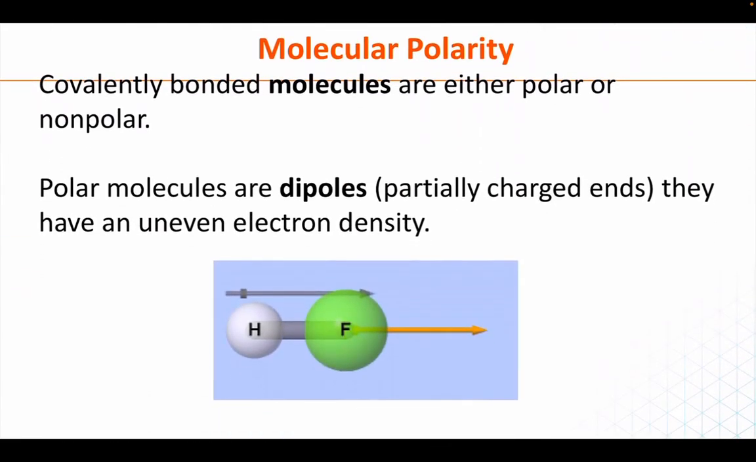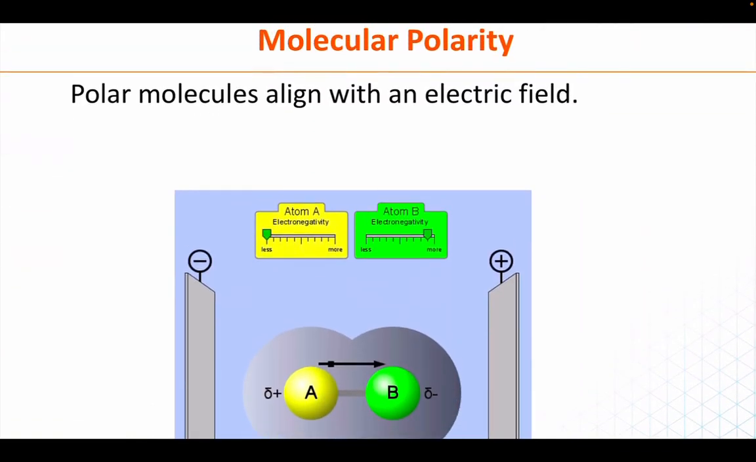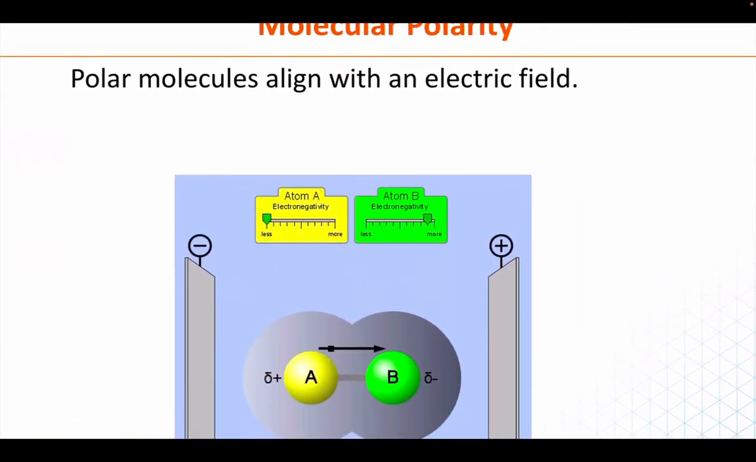So that was bond polarity. Now we're going to talk about molecular polarity. The whole molecule can be polar, which means it's a dipole. The whole molecule can be negative on one end and partially positive on the other. And when they are polar molecules, they will align themselves to an electric field.